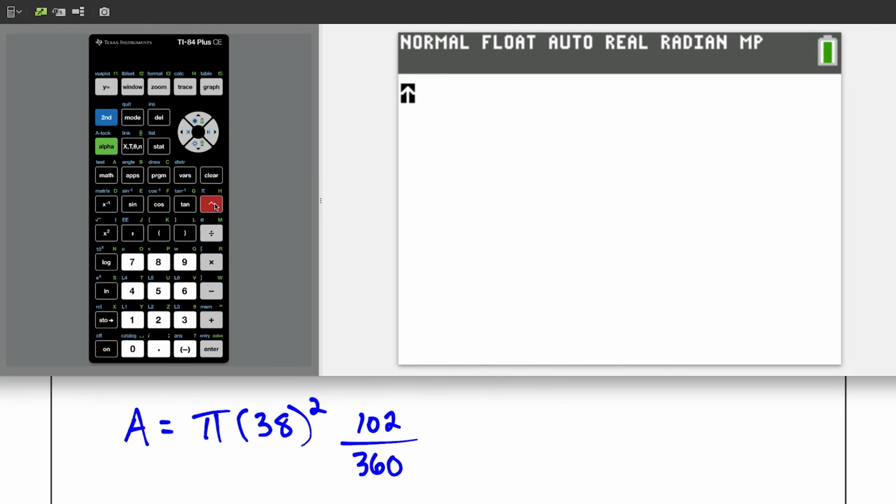So now we'll just type this in. We have second, up arrow here to pull up a pi. Then we have 38 squared. And we're going to multiply this by the fraction 102 over 360. So what I could do here is just write parentheses 102, and then I'm dividing by 360. And this will give us the area of the sector.